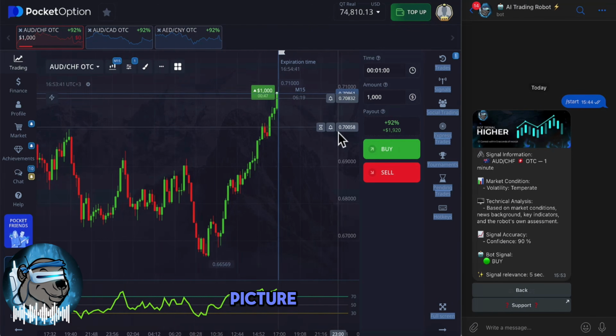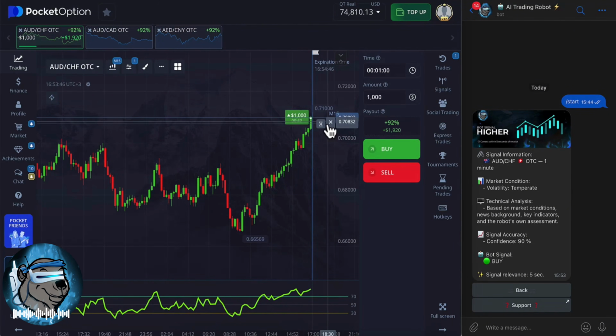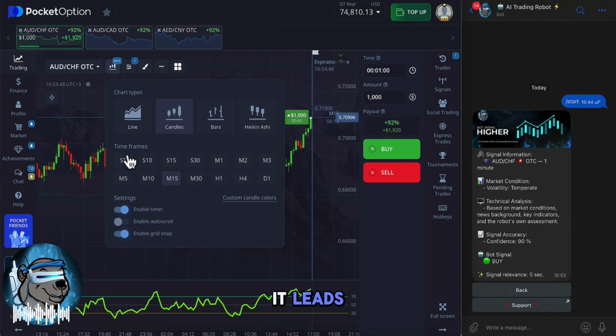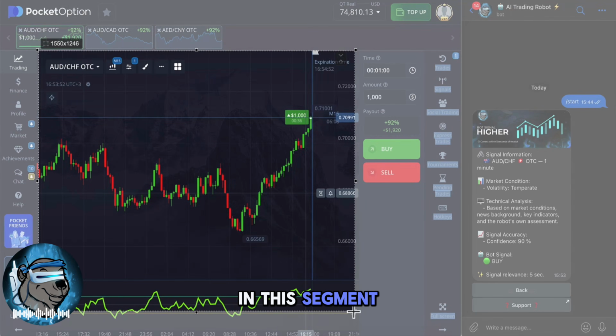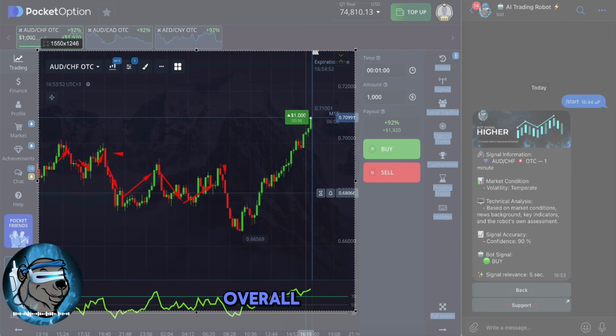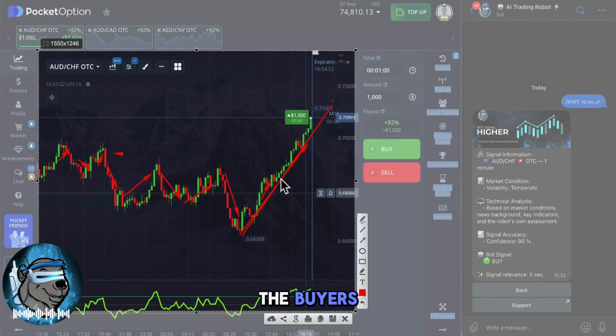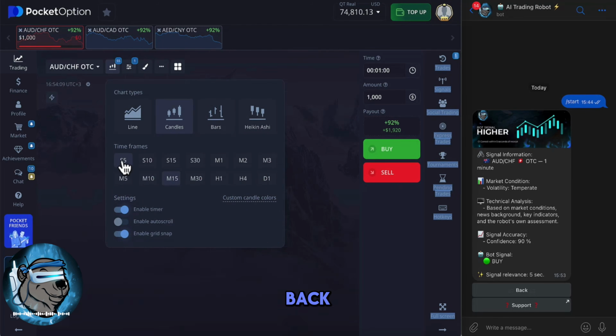But overall, the picture is rather unclear. There's a strong breakout, a constant upward trend. Let's see where it leads. It's hard for me to predict anything here using technical analysis because I'll just show you what's happening in this segment. We have a zone where the price was trading. Overall, it wasn't very different, but then there was a sudden strong surge from the buyers. The price keeps rising and rising. It doesn't have time to pull back.